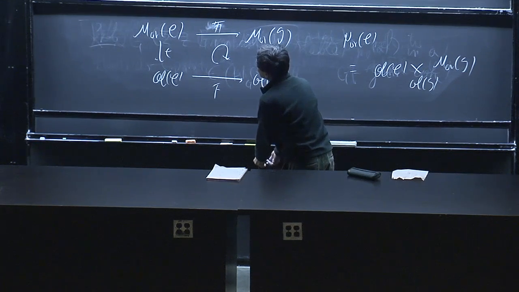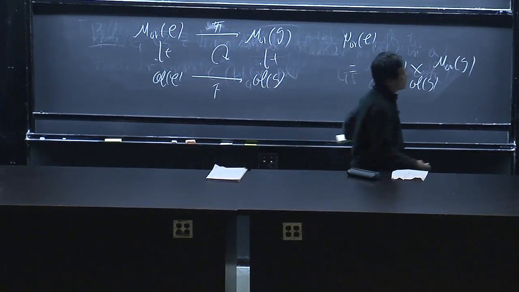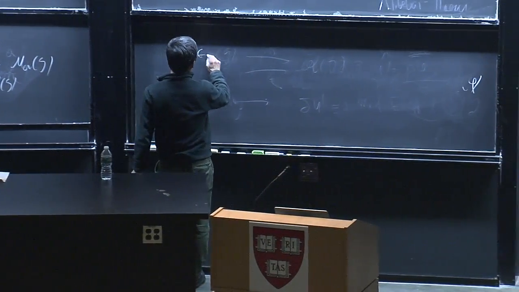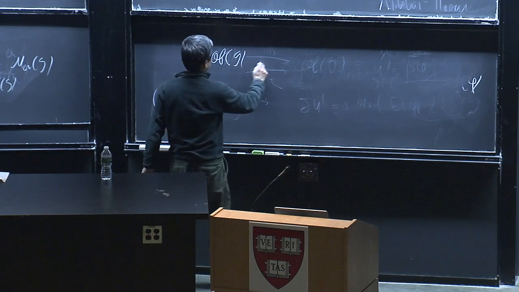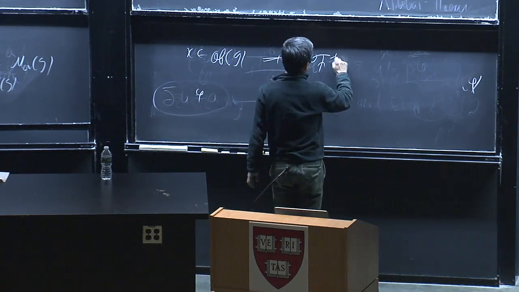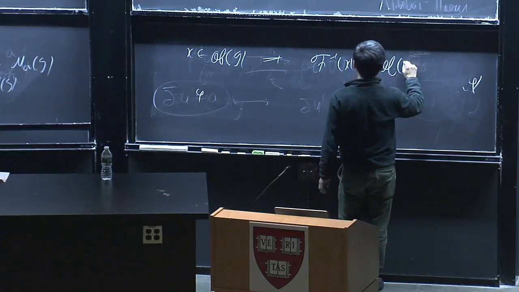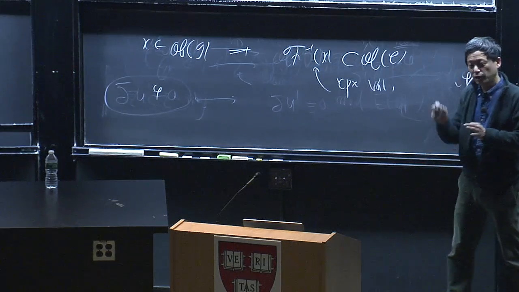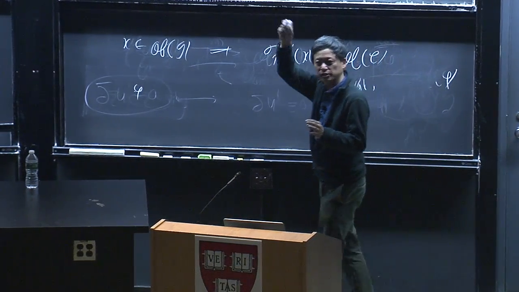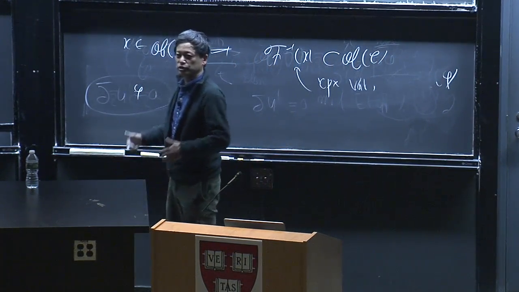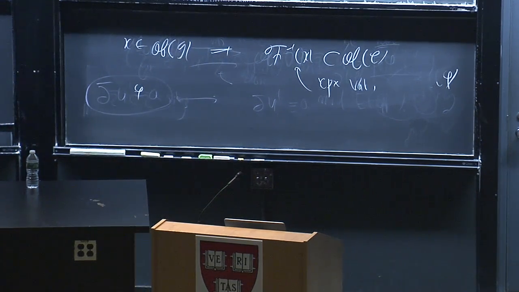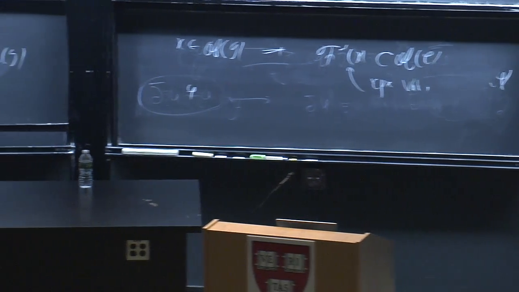So maybe I need to explain why it is. The reason is very easy. Suppose we have any x in an object of this G, then you take this F inverse x, which is a subset of the objects of C. So this is a complex variety. Right? So you have a family of complex varieties parameterized by the objects of G. So that's one thing you get from these axioms.